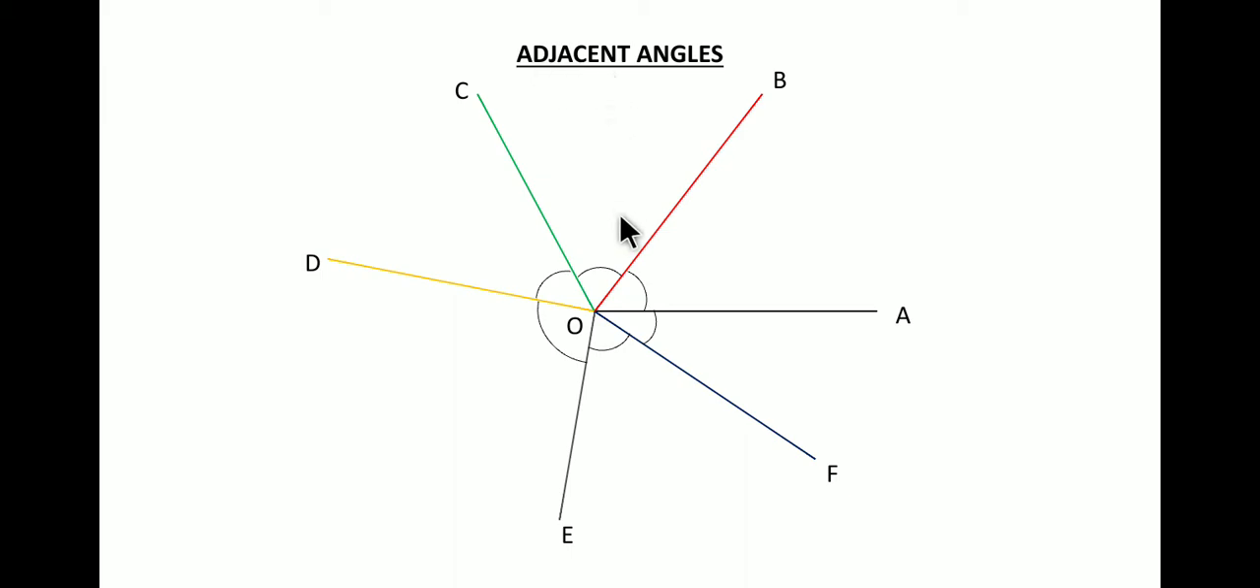One more example, angle COB is adjacent with angle COD and also with angle BOA. So these are the adjacent angles.